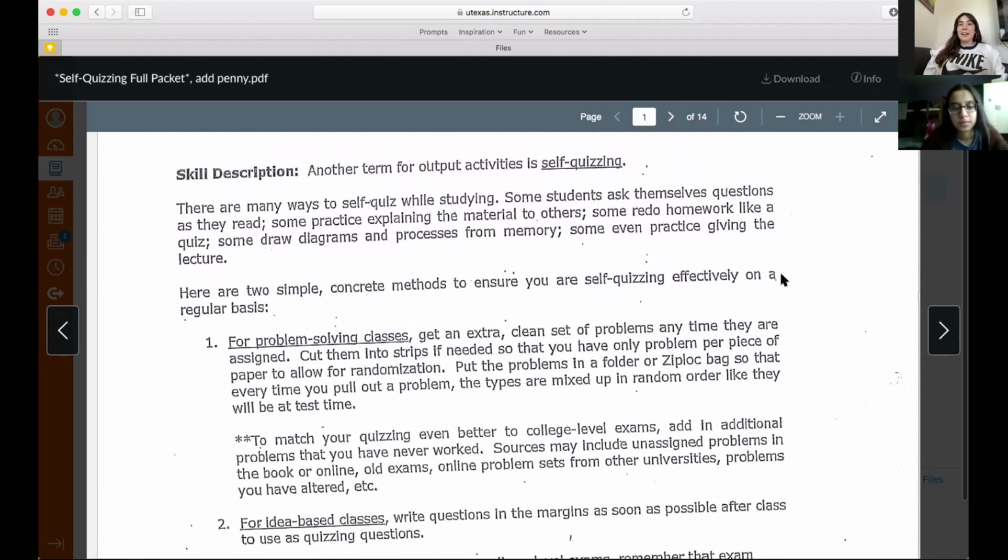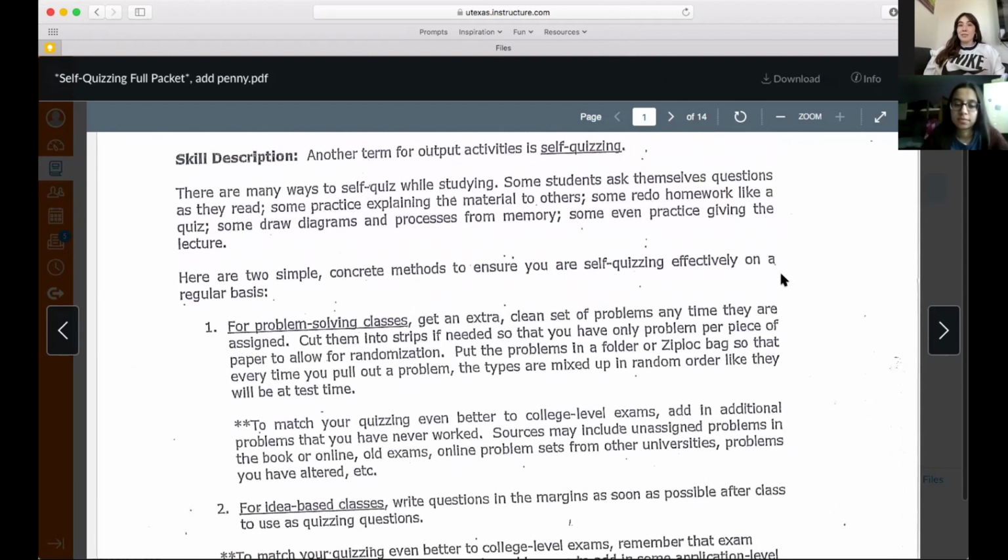Now, what's great is that there are different styles of self-quizzing depending on what type of class you're in. So there are, for starters, problem-solving classes. Let's see, can you come up with any examples of what might be a problem-solving class? Maybe my calculus class. Absolutely, your calculus class, 100%. Yes. What's another example?